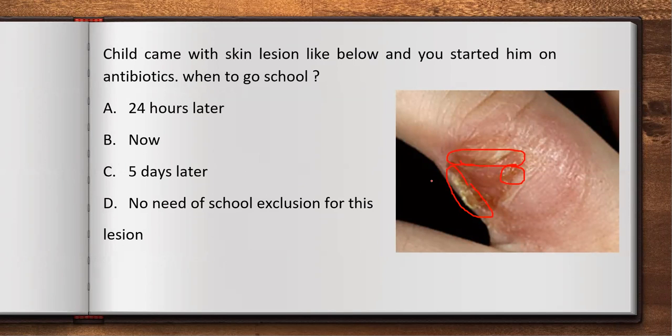So when will the patient be able to go to school? 24 hours later, or 5 days later? There is no need of school exclusion for this lesion. Obviously, this is impetigo and impetigo needs school exclusion. So D is out.